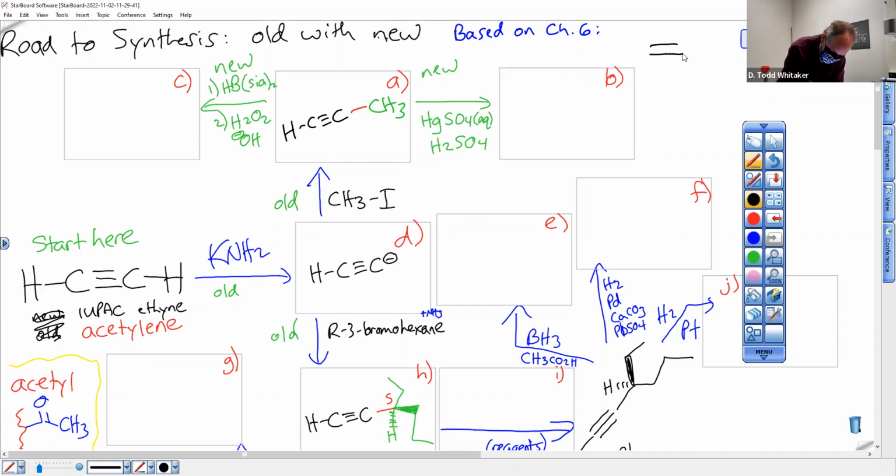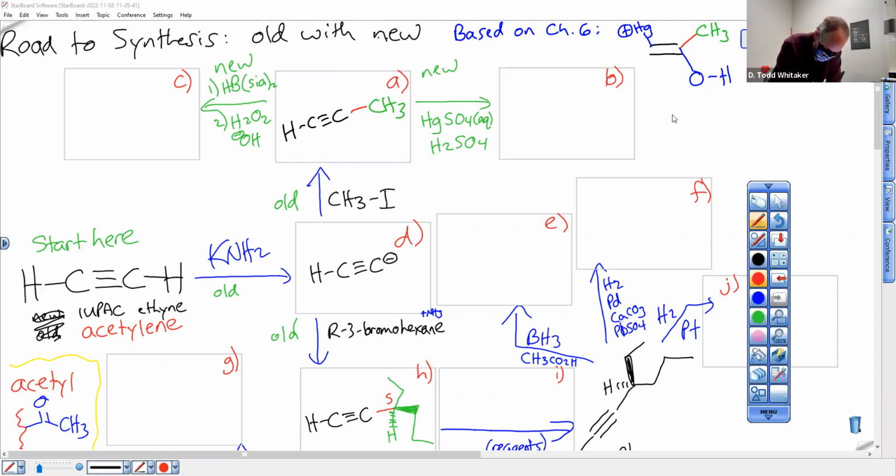In black, on the more substituted carbon, OH. On the less substituted carbon, Hg. And a CH3 up here. But what you don't know right now, two things you don't know right now. One thing you don't know, this is an enol.